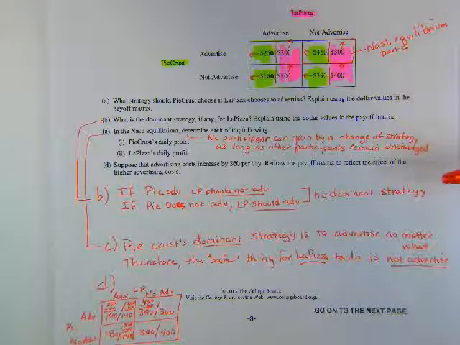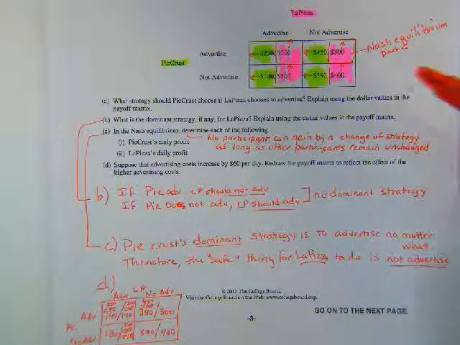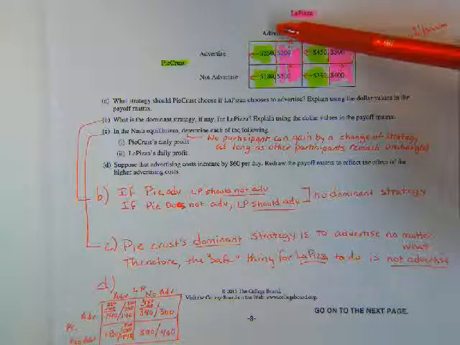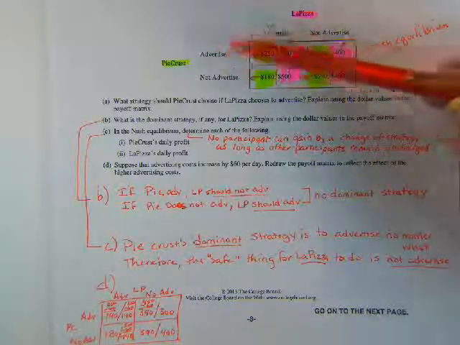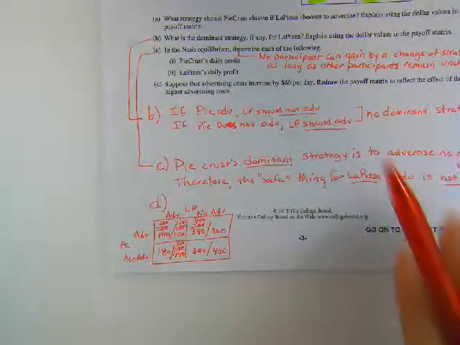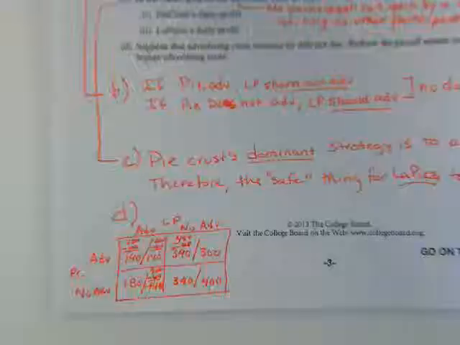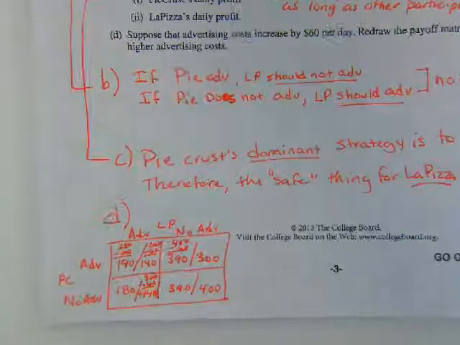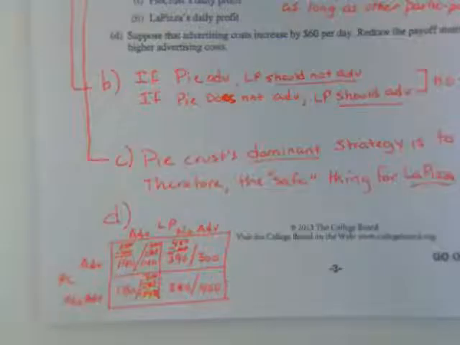Okay, part D says, suppose that advertising costs increase by $60 per day. Redraw the payoff matrix to reflect the effect of higher advertising costs. So what we have to look at is only the scenarios where the firm has chosen to advertise. So I'm going to zoom in on what I've done to the payoff matrix to answer part D, because we were actually supposed to redraw the payoff matrix.